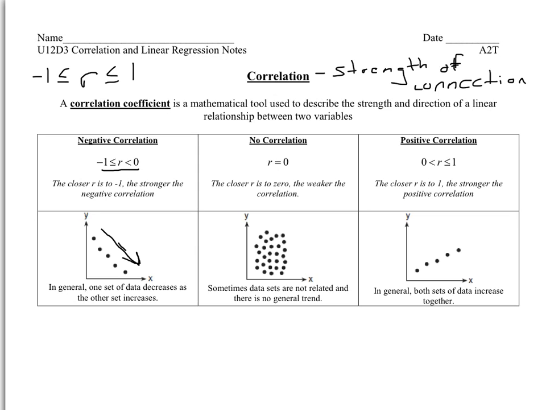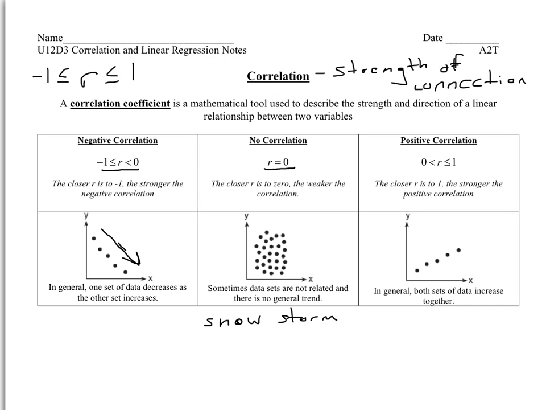In the case where R is equal to 0, it's going to be the case where there is no correlation. So the way I like to think about it is it looks like a snowstorm. There really isn't any connection between my variables. As x increases, I really can't tell what y is doing.